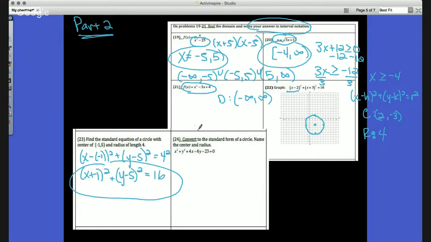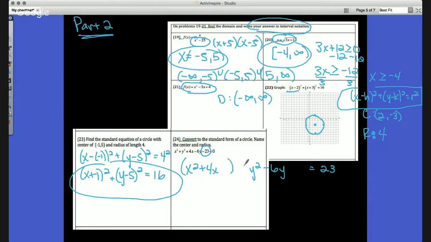Remember, our center would be going to the left 1, down 5, with our radius at 4. So just remember this equation, know how to manipulate with that, all right? Now the next one of the tougher problems here, we want to group x's together, group the y's together. Now, once I get to this point, we also want to get rid of this -23 by adding it to the other side.